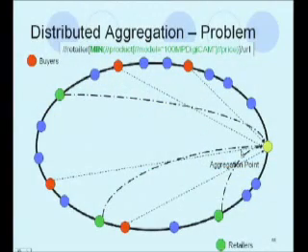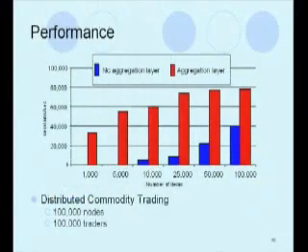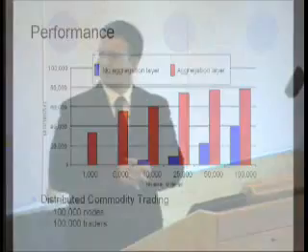Whenever they update their price, they'll inform this aggregation maintainer about the new results. I tried to evaluate this scheme using a distributed commodity trading scenario, and I built a simulator that simulates distributed commodity trading between traders. In this particular case, you see the test results from a 100,000 node network with 100,000 traders and a varying number of commodities, shown on the x-axis.